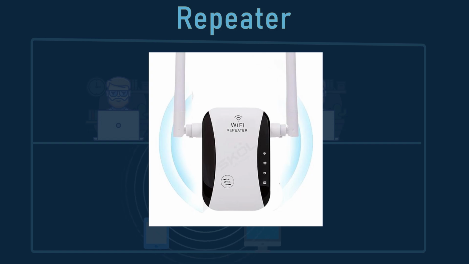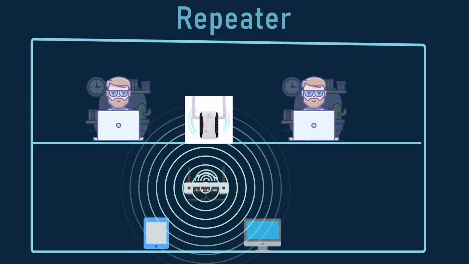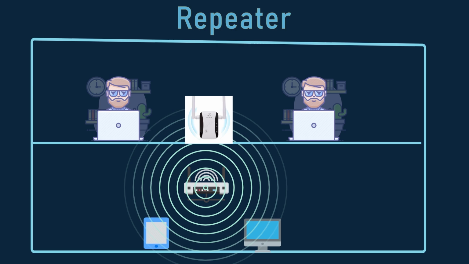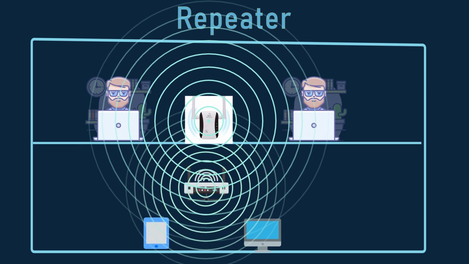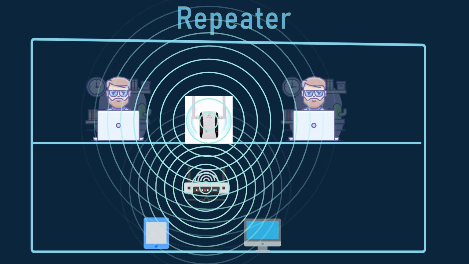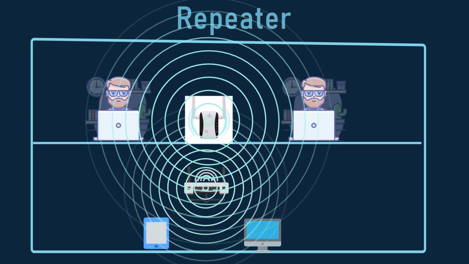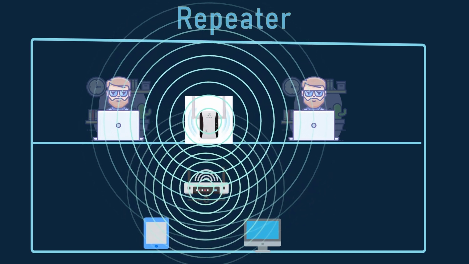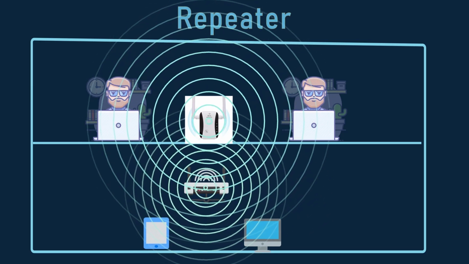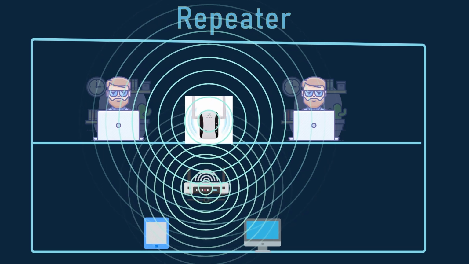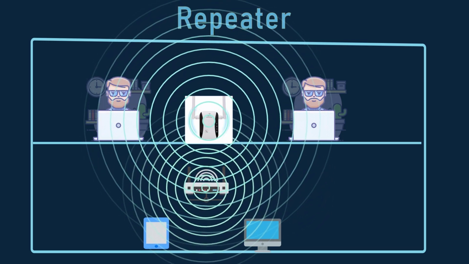A repeater takes the weak Wi-Fi signals and amplifies or regenerates them. A repeater is placed where the signals start getting weaker. Now the repeater takes the weak signals and regenerates them like this. The sole purpose of a repeater is to regenerate signals, making them stronger and more accessible to those who are far away from the wireless router. Now everyone can get good signals and access the internet.